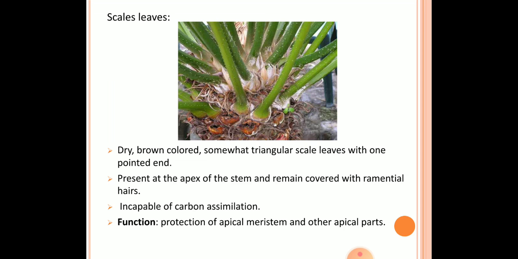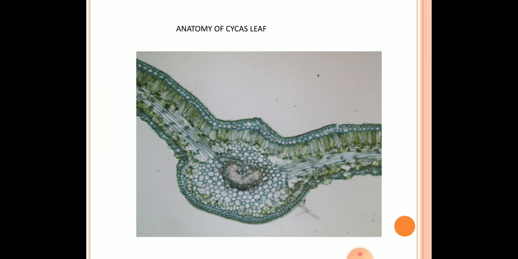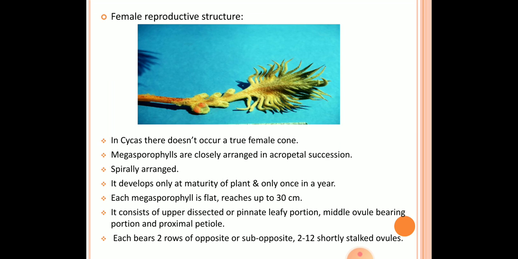They are dry, brown-colored, somewhat triangular scaly leaves with one pointed end, present at the apex of the stem and remaining covered with ramental hairs. They are incapable of carbon assimilation and serve for protection of the apical meristem and help in the apical roots. This shows the anatomy of the leaf, with the different photosynthetic regions and the assimilatory regions.